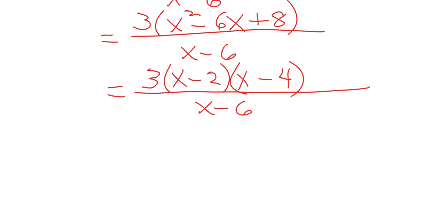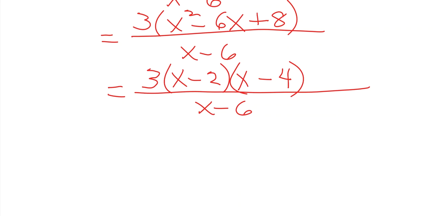Zeros will be anything that creates a 0 in the numerator, because if there's a 0 in the numerator, then you know that 0 times anything is 0, and 0 divided by anything is 0. So what gives 0 in the numerator? That's right, x equals 2 and x equals 4. 2 minus 2 is 0, 4 minus 4 is 0. 0 divided by whatever the denominator is still 0.